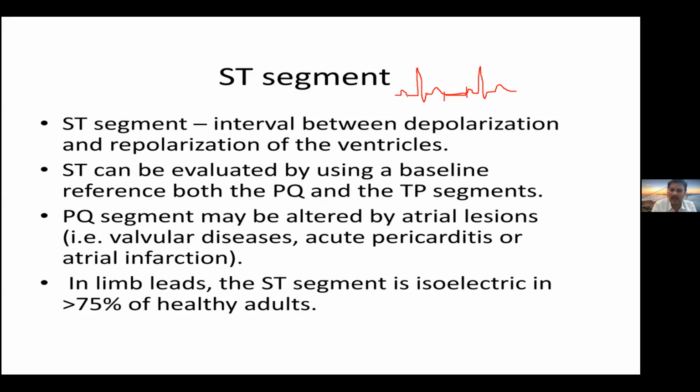The ST segment should be in the same line as the TP segment or this PQ segment. It should be in the same line. If it is elevated, we call it ST elevation. If it is depressed, we call it ST depression. Most of the time it is holding good, but sometimes in a pericarditis situation like this, there is an involvement of the PR segment also, so we need to rely only on the TP segment, right?